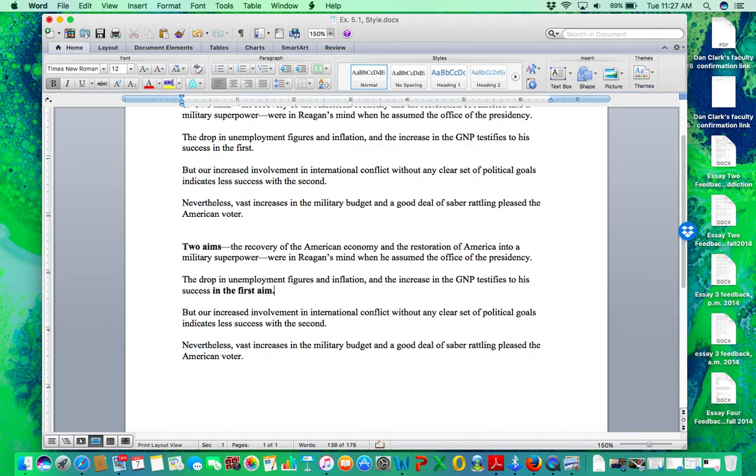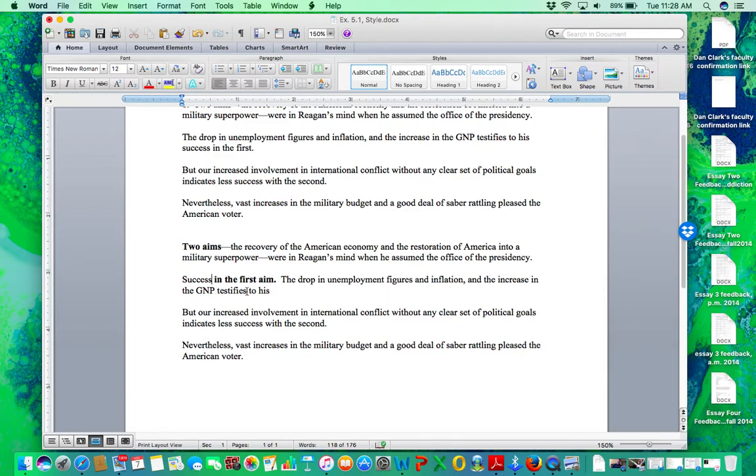Okay, so I think what it looks like I need to do is I need to get the two aims at the end of the sentence, and I need to get the first aim at the beginning. Well, maybe I can do this. Watch this. Believe it or not, I'm going to do the second sentence first. I'm going to move this up here. Okay. So actually I'm going to say success in the first aim. So it's not at the very beginning.